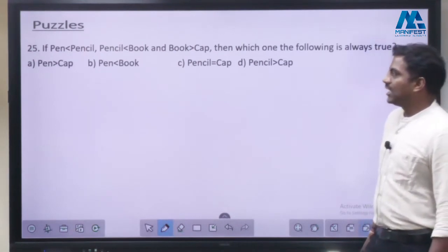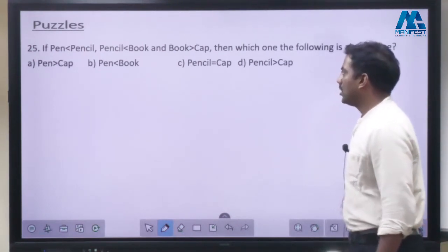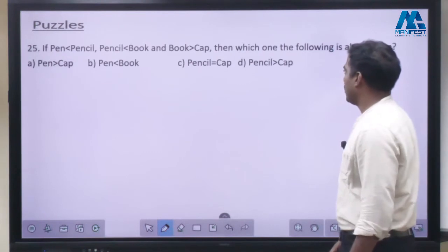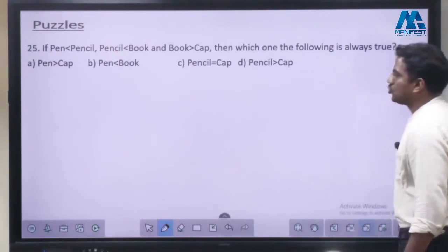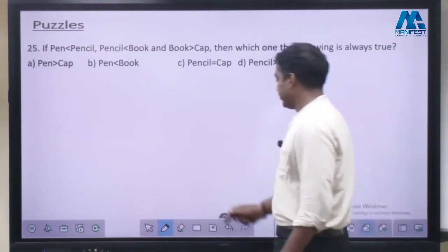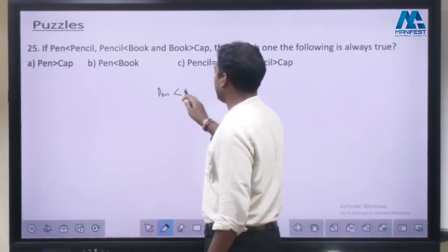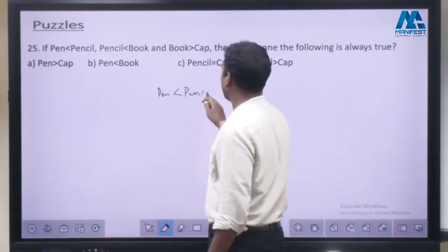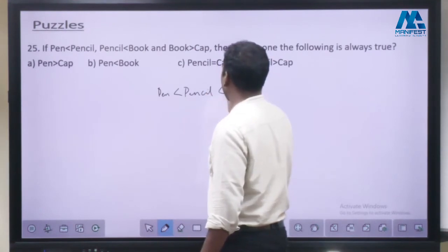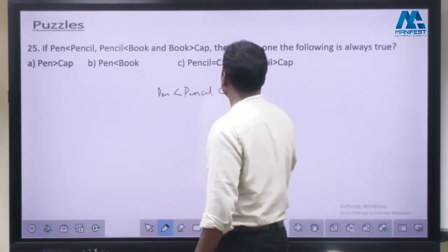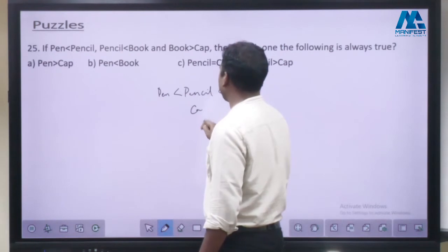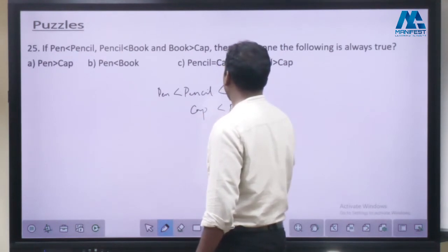Pen is smaller than pencil. Pencil is smaller than book. Book is greater than cap. Then which of the following is always true? Pen is lesser than pencil. Pencil is lesser than book. But book is greater than cap, so I'll bring cap this side and write cap is smaller than book.